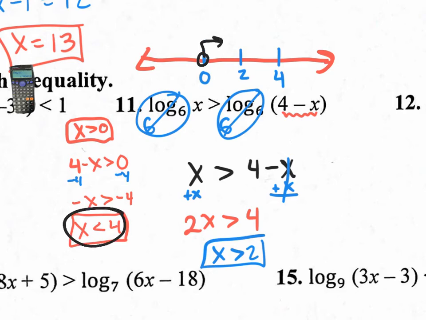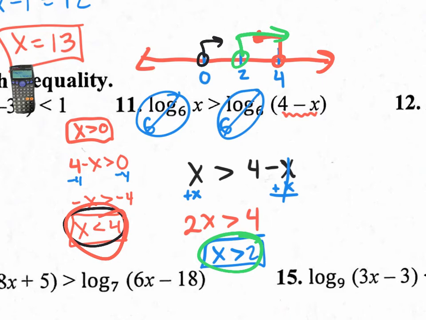This one right here says x is less than 4. And let me do this one in red. X is less than 4. Less than is to the left. Okay. And then over here we have x is greater than 2. So greater than is to the right.